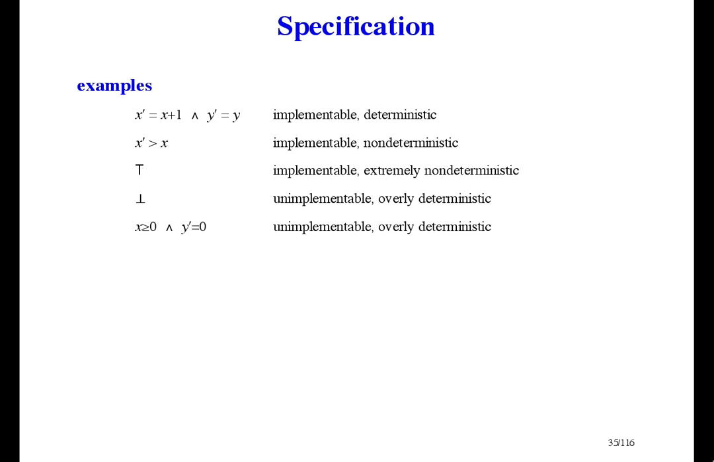But maybe we never want to have a negative input. In that case, here's the specification we should write. If we supply 3 as input to x, then just like before, the computer has to set y to 0. We don't care what would happen if x were negative, because we're not going to give x a negative value. And that's what this specification says. It says if x is negative, then anything is fine. This specification is implementable and non-deterministic.